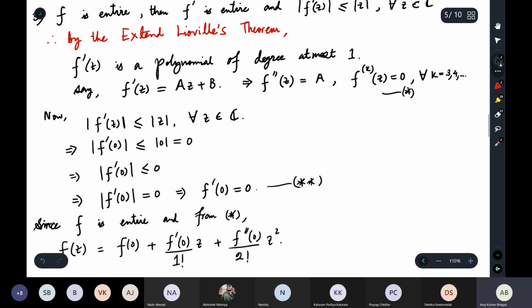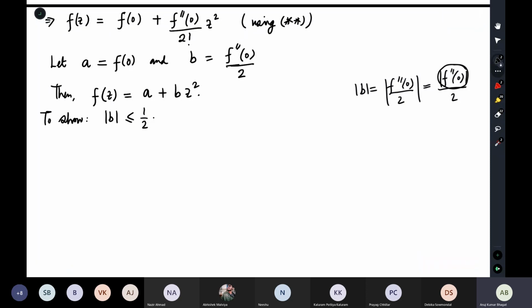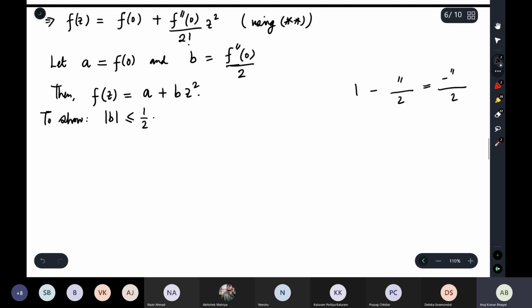So look, what I have to show is that B is this, I know, its modulus, and this is nothing but modulus of f prime 0 by 2. That means I have to show that this upper quantity is bounded by 1. Okay, it has an upper bound 1. So I'll prove it now.